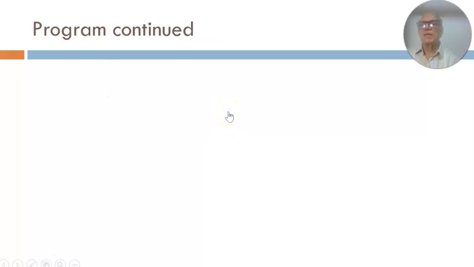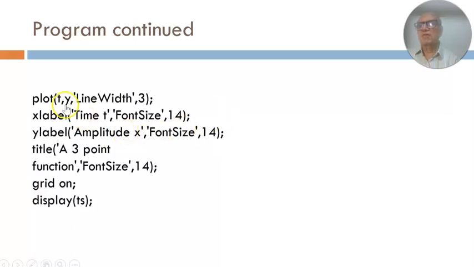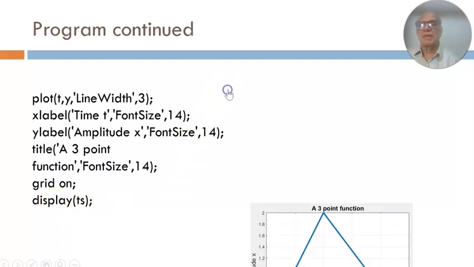Okay. So now once we have got our t and y, we have to plot it simply. So that is straightforward. Plot ty. This is as usual. These commands we have studied: line width, x label, y label. X label is time, y label is amplitude. Then you provide a title, a 3-point function, font size, grid on, display ts. Okay, this display I had written just for checking. That's what is the value of ts. In fact, in this particular case, it will be 0.05. It's not really required in the program. I had put it just for a check.